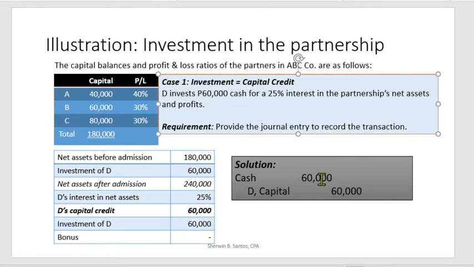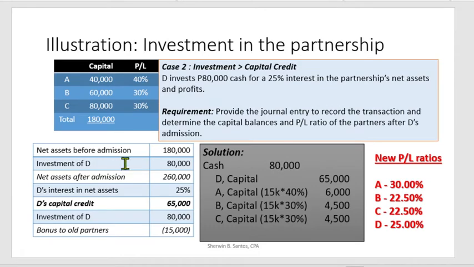So, mapapansin mo, sa investment in the partnership, nagre-recognize ka na ng asset account because it is a transaction between the new partner and the partnership. So, cash ka dyan, 60,000 dahil naka-receive ang partnership ng cash, and then you have to recognize yung capital credit, the capital, 60,000.